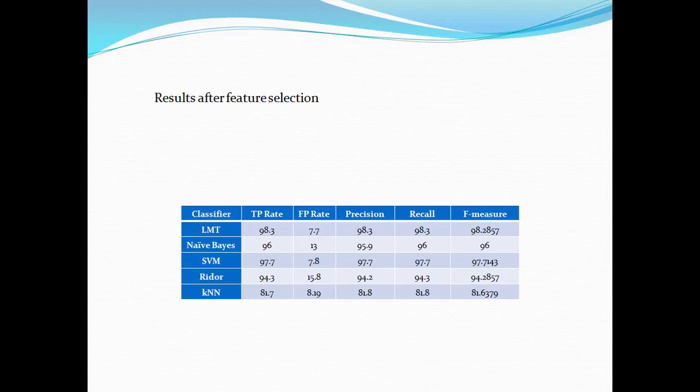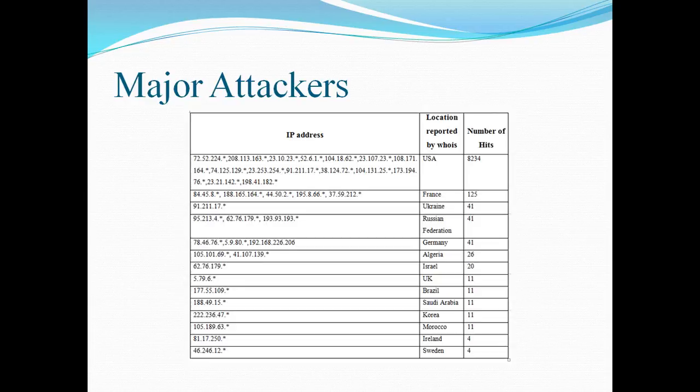And as we can see, LMT, logistic model trees, gives the maximum TP rate, true positive rate. Here the classifiers are evaluated on just 5 parameters: TP rate, false positive rate, precision, recall, and F-measure.